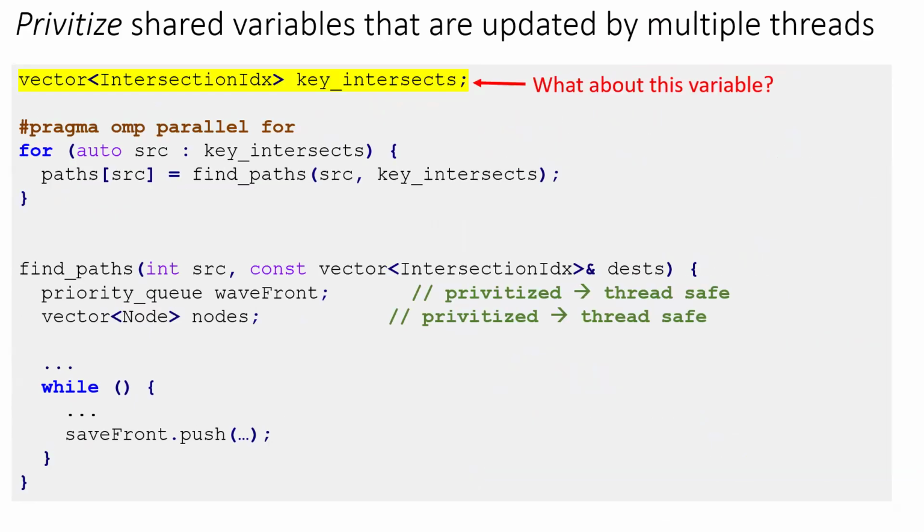Now, what about the last variable, key intersections? Will that affect anything?